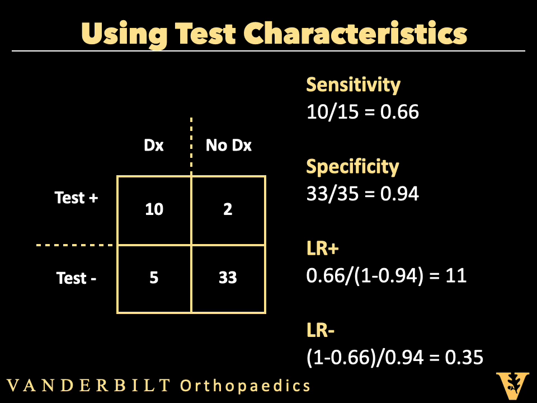This is an example of a small population in identifying sensitivity, specificity, likelihood ratio, both positive and negative. Pause the video here so you can look through this and see if you come up with the same results. All right.